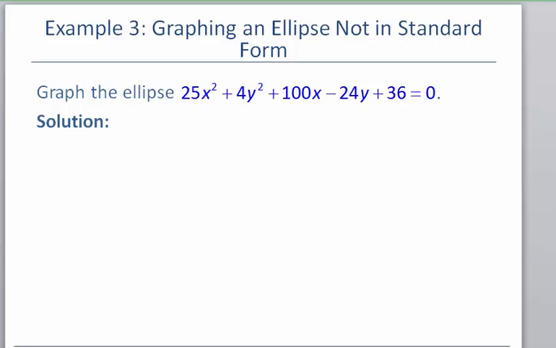So to rewrite it in standard form, we have to complete the square for both the x and the y variables. So we're going to begin by rearranging our terms. I'm going to write the terms that have the x in it, all of those terms together. So that's going to be the 25x squared and the 100x. I'm going to group those terms together because those are both x's. I'm going to write the y terms together. So that will be 4y squared minus 24y. And this 36, I'm going to subtract off and put it on the other side, just so it's kind of out of the way.